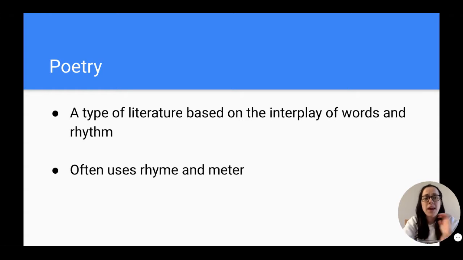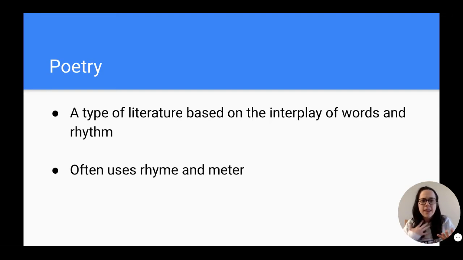So, a basic definition of poetry is a type of literature that is based on what we call the interplay of words and rhythm. That basically means that words and the rhythm that we are speaking them at work together in order to form kind of like a song-like output.